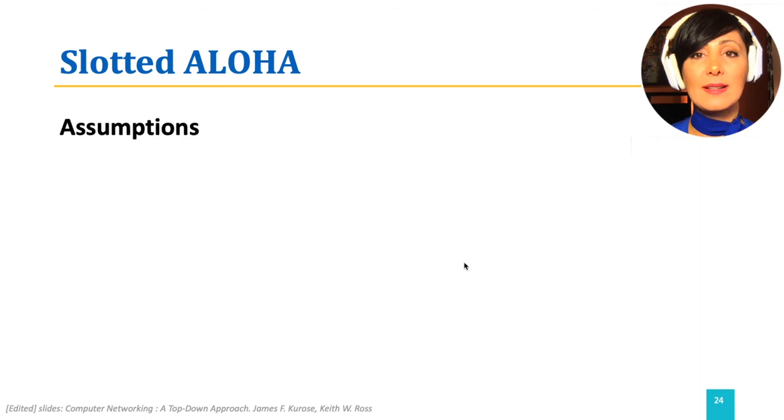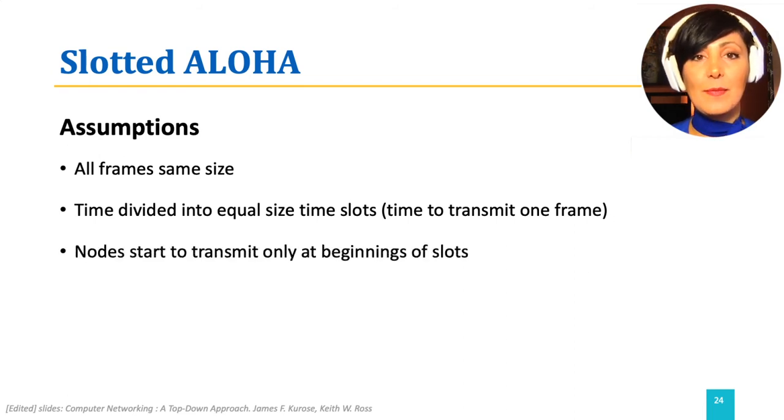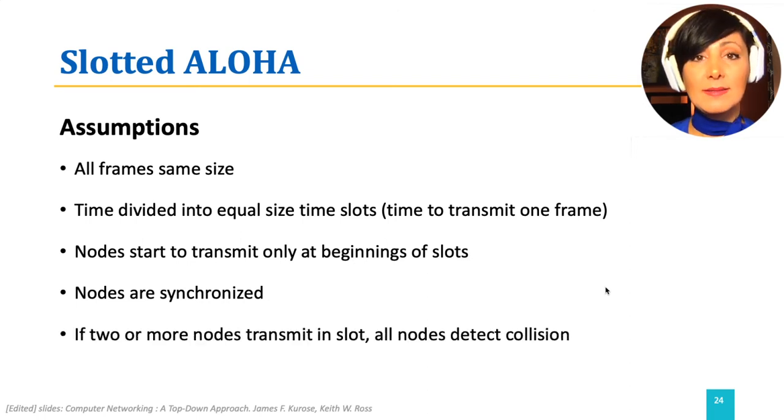All data frames have the same size. We divide time into equal size time slots, each the amount of time needed to transmit one frame of fixed size. Nodes only start to transmit at the beginning of those time slots. Nodes are synchronized. This means that all of them have the same perception of time and when each time slot happens.